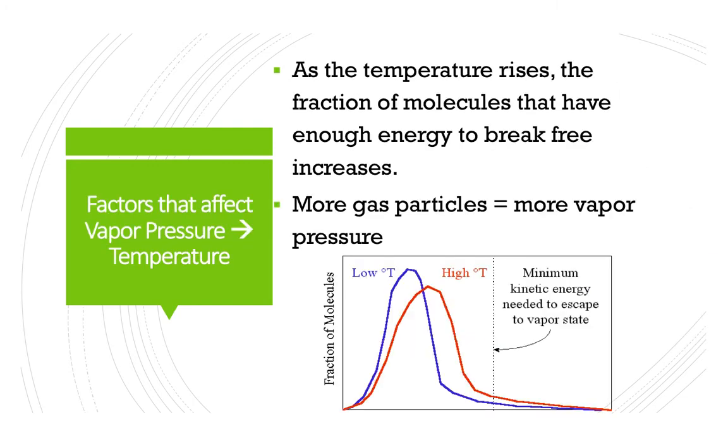There are several factors that affect the vapor pressure of a substance. Okay, first factor that affects it is the temperature. Obviously, if you have an increase in temperature, your curve shifts to the right, and the fraction of molecules that have enough energy to break free increases. Okay, which means that you're going to have more gas particles on average in the space above the liquid, and so as a result of that, if we have more gas particles, we know that an increase in N equals an increase in P, so more gas particles is going to create more vapor pressure. So an increase in temperature increases the vapor pressure.